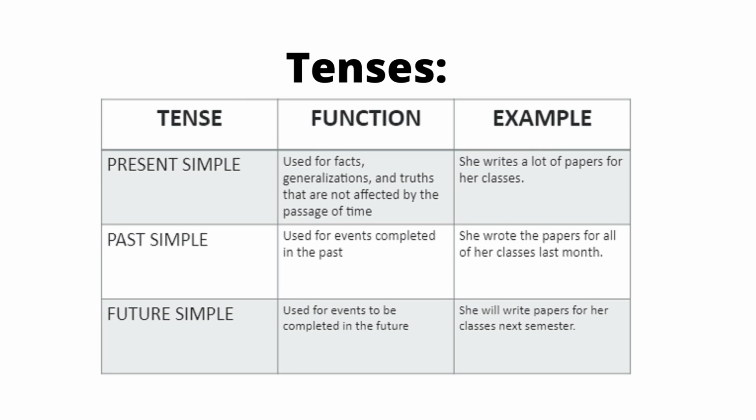Moving towards the example, she wrote the papers for all of her classes last month. Here, she is the subject, wrote is the verb, and papers for her classes is the object. And last month refers to the action in the past. So, this was the explanation for simple tenses.